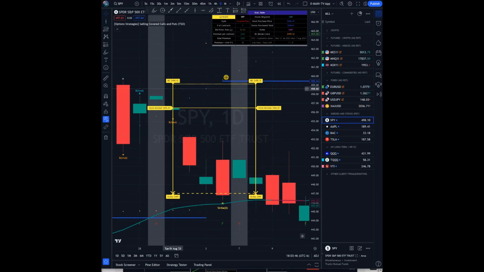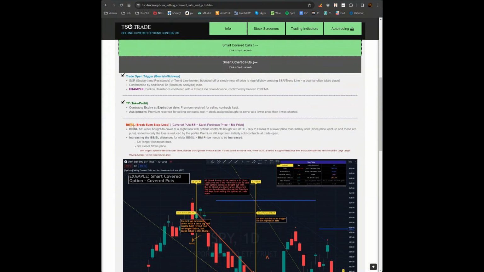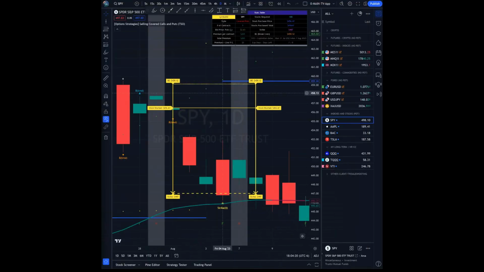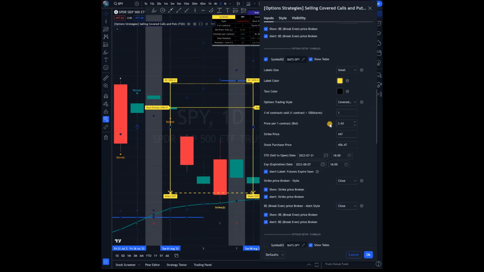So one more important thing I want to go through is the break even line. How do you establish it? Now for smart covered puts, break even is the stock purchase price plus the bid price. So technically, the bigger the bid price, the further away your break even line is. Let me show you what I mean. Right now, our bid size is 2.65. If we set it to 3, see how this line goes further up. If it's 5, it just goes really up.